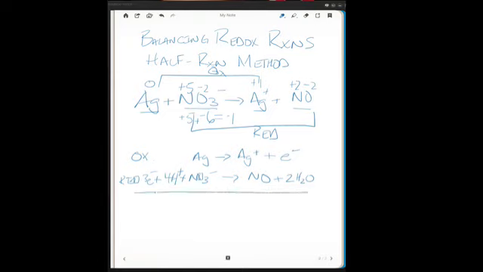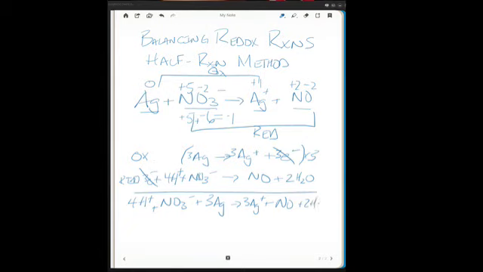To do that, we're going to need to make sure the electrons cancel out. The top side only has 1 electron, so we have to multiply the top by 3. So now we have 3 electrons, we have 3 silver ions, and 3 silver atoms. And we can add them together. When we do that, the electrons on each side will cancel out, leaving us with 4 H plus plus NO3 minus plus 3 Ag yields 3 silver ions plus nitrogen monoxide plus 2 waters.